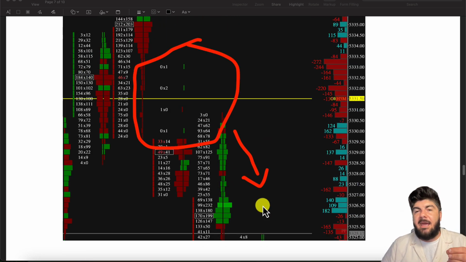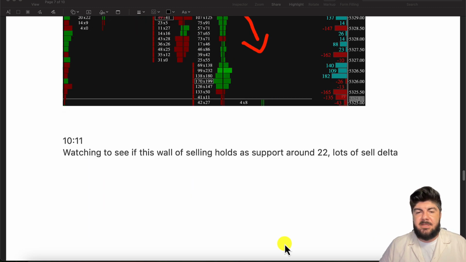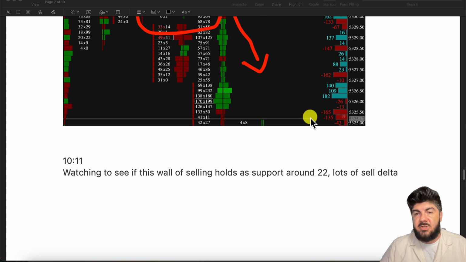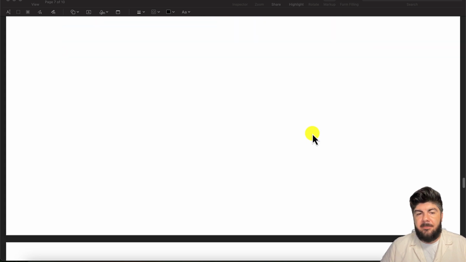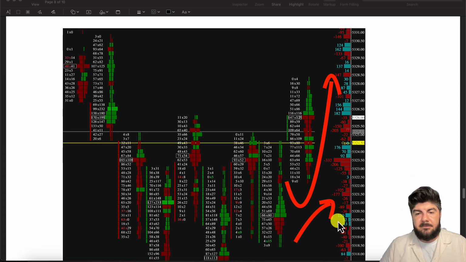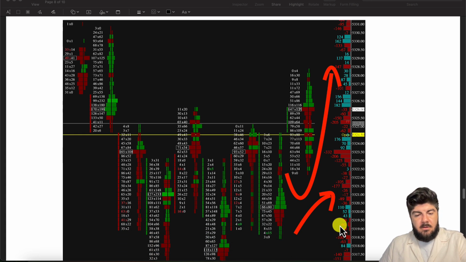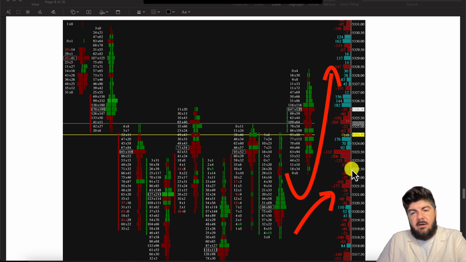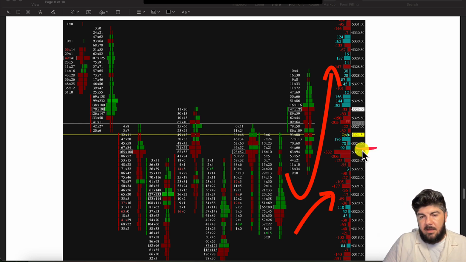And exactly what I had feared, and why I sold 2/3 of my long position, happens. All right. Now look at this, watching to see if this wall of selling holds as support around 22. Lots of sell delta. All right. And now you scroll down and this is what I'm showing on the chart. I'm saying, look, now we have a new cluster of sell delta between 20 quarter to 23 half. So I just called it 22 on average.